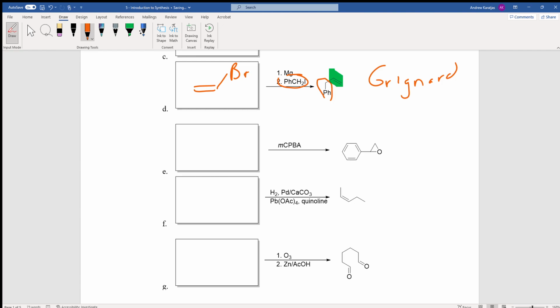Our next part, we're using MCPBA. Again, like other reagents, there are multiple things you can do with MCPBA, but at this point, the only thing we've learned that we can do with MCPBA is to use it to make epoxides. Epoxides, remember, are these 3-membered rings containing oxygen. What's our starting material for making an epoxide?